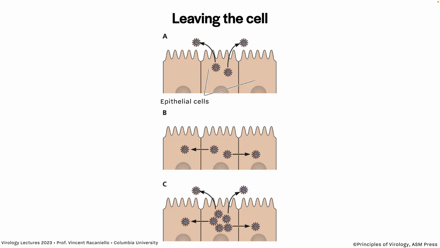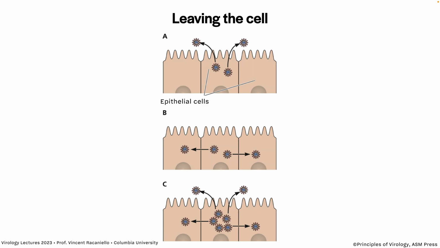I want to end by briefly talking about how viruses leave cells. We've talked about how viruses leave by budding. They can leave, this is an epithelial sheet in your respiratory or gastrointestinal tract. Viruses can leave by the apical part of the cell. They can also travel from cell to cell. As we'll see, they can also be released from the basolateral domain of the cell and enter your circulation.